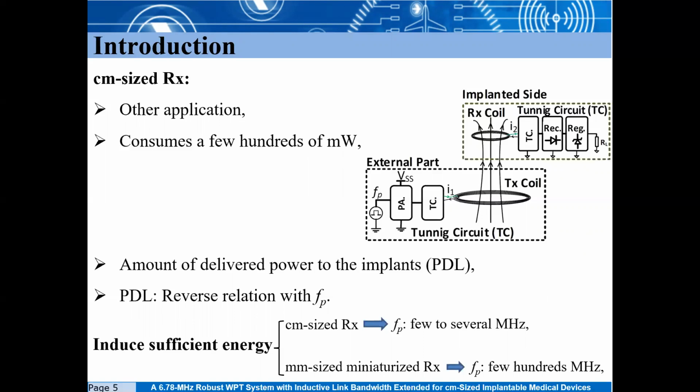The amount of power delivered to the implants is in reverse relation with operating frequency. In centimeter-sized devices, FAP is supposed to be in the range of a few to several megahertz to induce sufficient energy to IMDs, whereas the millimeter-sized miniaturized microsystems often operate at a frequency of a few hundred megahertz.